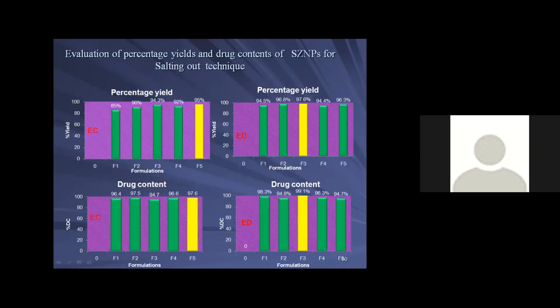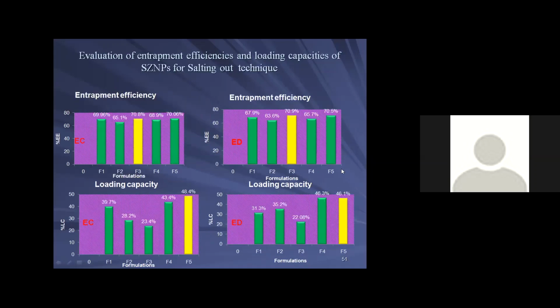So these are the comparative graphs. Percentage yield is maximum in F5. Drug content is maximum in F5. Here, for Eudragit, the percentage yield and drug content are maximum with the F3 formulation. When compared for entrapment efficiency of EC and Eudragit, F3 formulations are showing better results. In loading capacity, F5 formulations having the highest drug content, 2:1 ratio, show the better loading capacity.